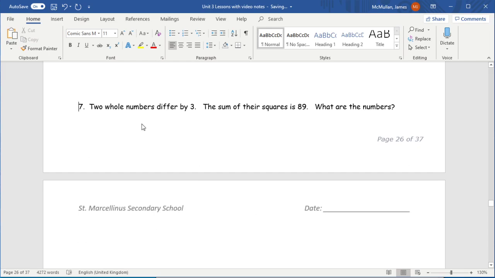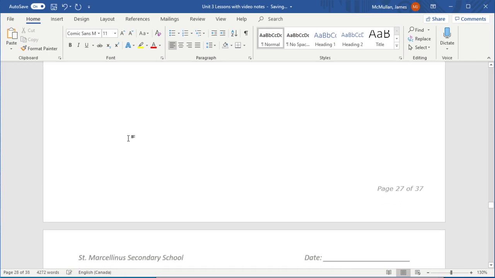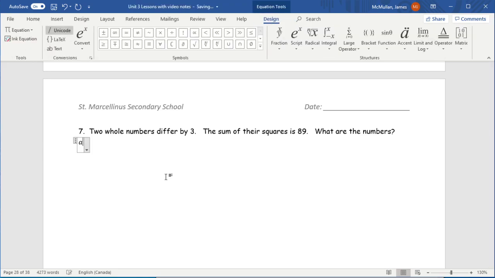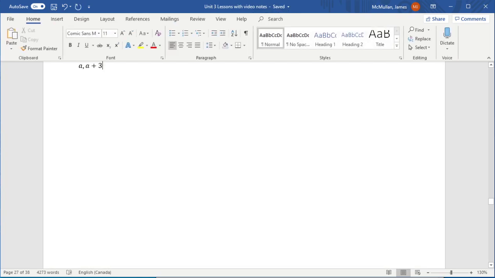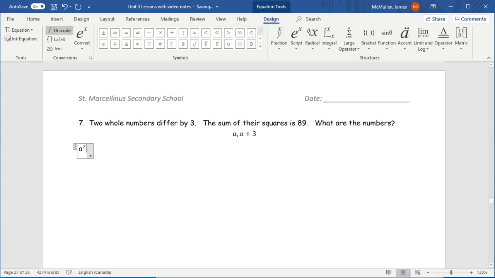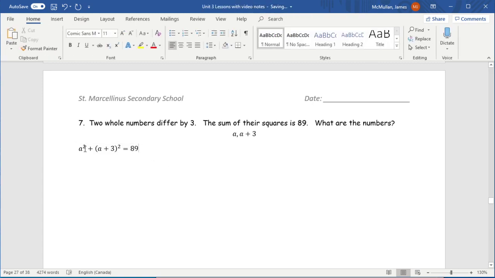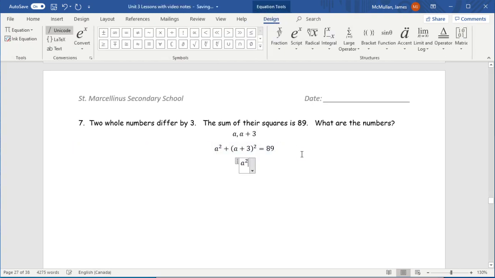Now the last one says two whole numbers differ by 3. So again, we'll say one number is A, one number is A plus 3, because it's 3 bigger than the one we got, right? So we get this: A squared plus (A plus 3) squared equals 89, because it says the sum of their squares is equal to 89. So let's go ahead and FOIL the same way we did last question. And we get 2A squared plus 6A minus 80 equals 0.